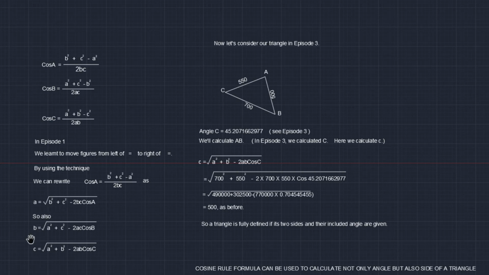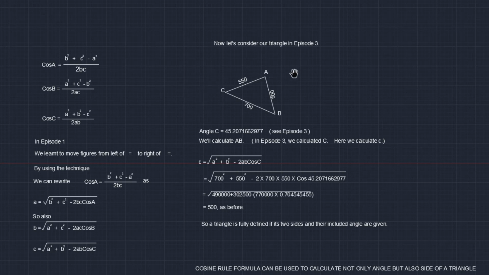In the same way, side B is equal to square root of A squared plus C squared minus 2AC cos B. And side C is equal to square root of A squared plus B squared minus 2AB cos C. If cosine rule is in this form, we can calculate the included angle. If cosine rule is in this form, we can calculate the side opposite the angle. So cosine rule is used for unknown angle or unknown side.